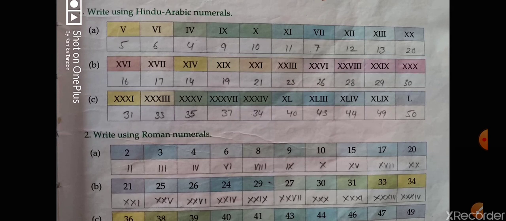Similarly, XL is 40. X is 10, L is 50, so 50 minus 10. The greater number is on the right side, so the smaller one will be subtracted, because X is 10 and L is 50, so 50 is on the right hand side, so it will get subtracted as I have already taught you in the rules, so it will become 40. The next ones will be 43, 44, 49 and 50.